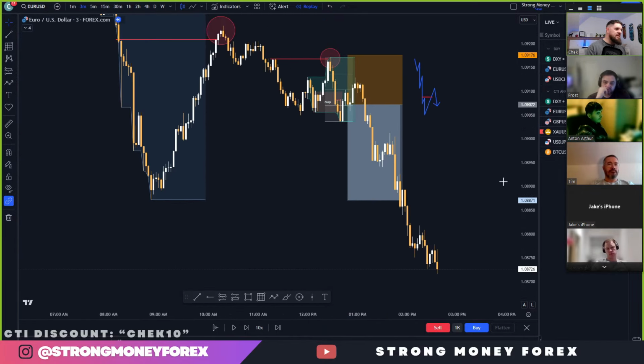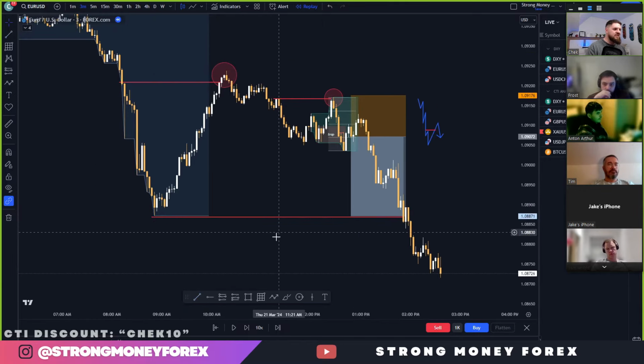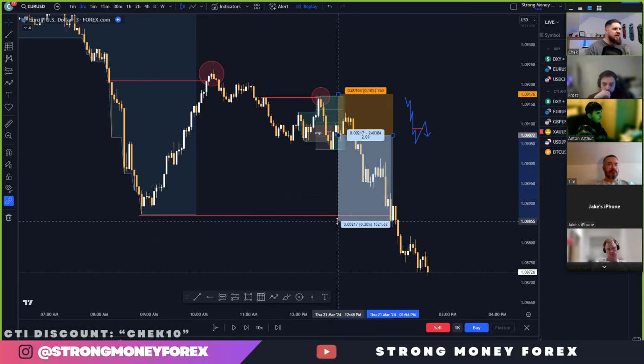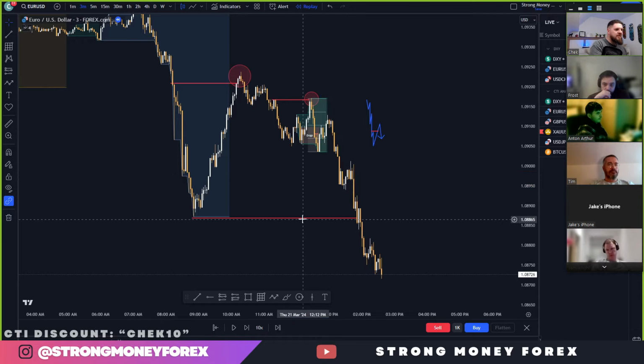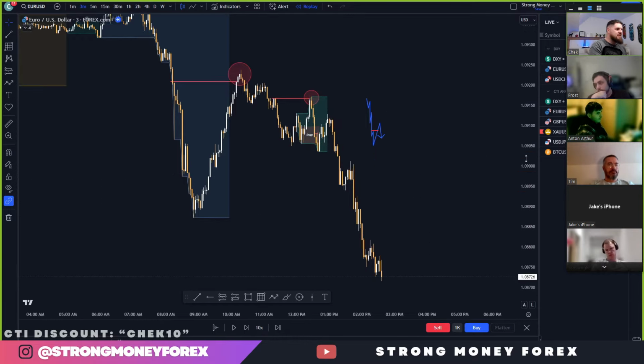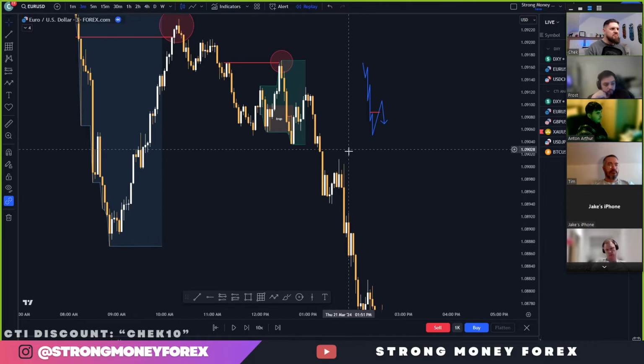I'd be nervous about that simply because we've got to clear a major liquidity point, in this structure anyway, before we can get our 2R out. And what could happen is price could reverse. That makes me a little bit nervous, but it's still a valid trade. So no, it doesn't have to go into the imbalance, but it probably will.